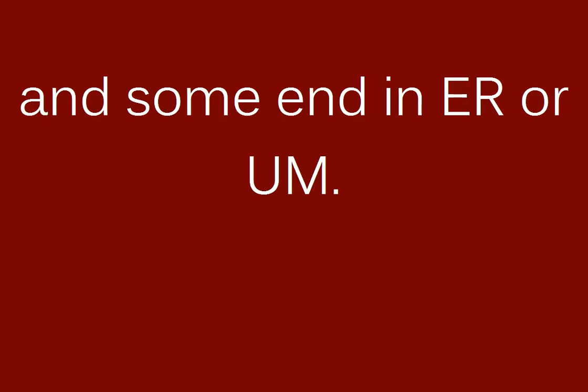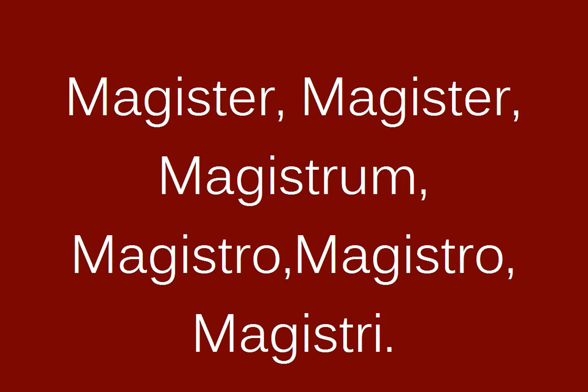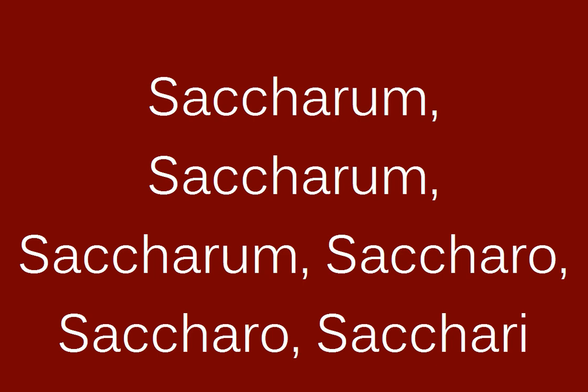And some of them, subcategories of the second declension, end in er or in um. These are subcategories of the second declension. Teacher. Magister, magister, magistrum, magistro, magistro, magistri. So it doesn't follow the museum oi mnemonic. It's a subcategory. And there are some grammarians who would even say it's a different declension entirely. Sugar, this is a neuter, and it's a subcategory of the second declension. Saccharum, saccharum, saccharum, saccharo, saccharo, saccheri.